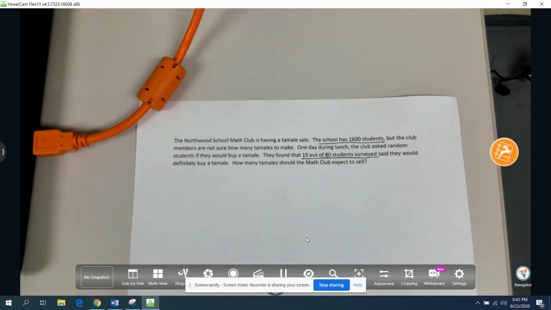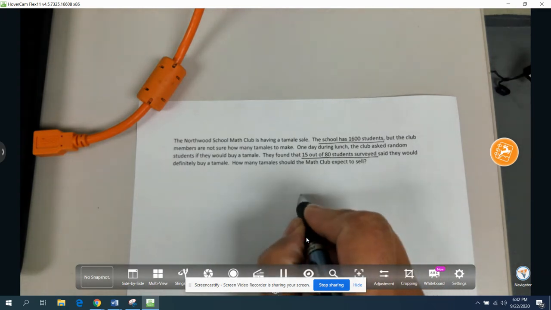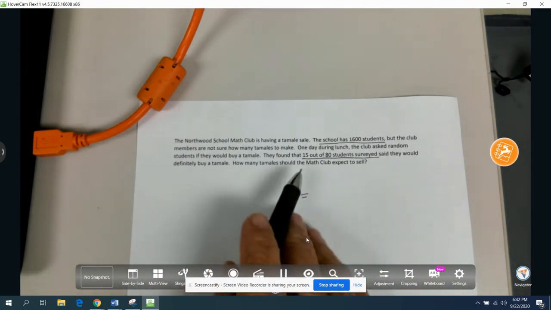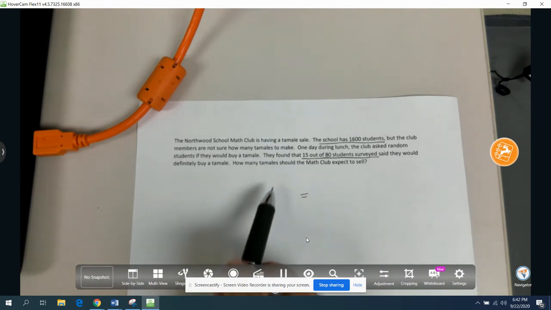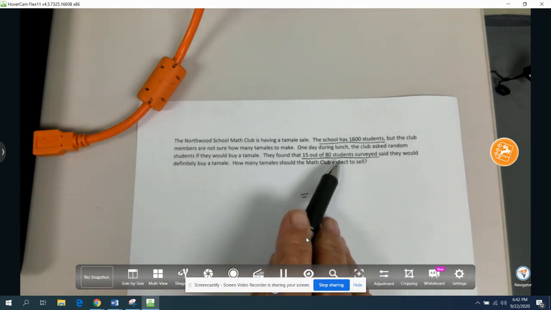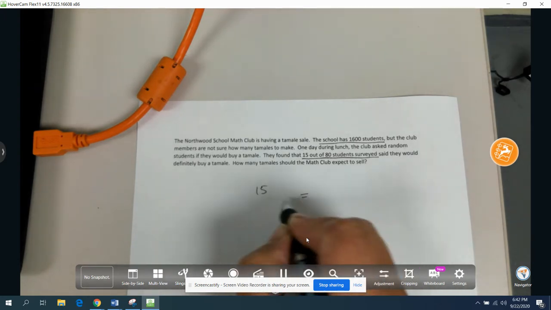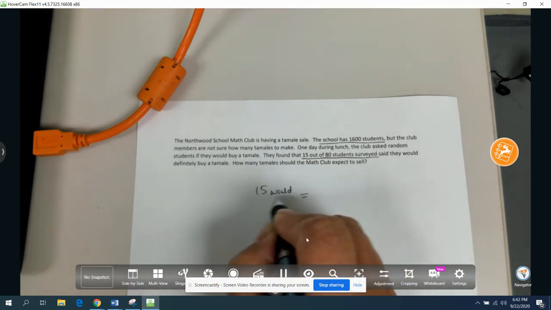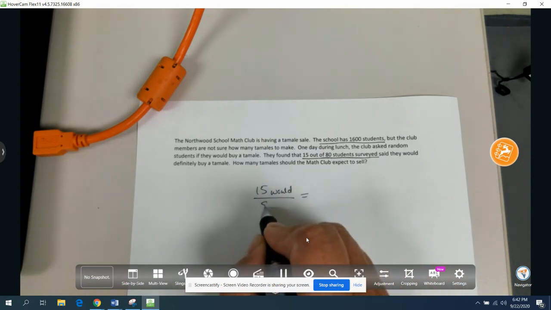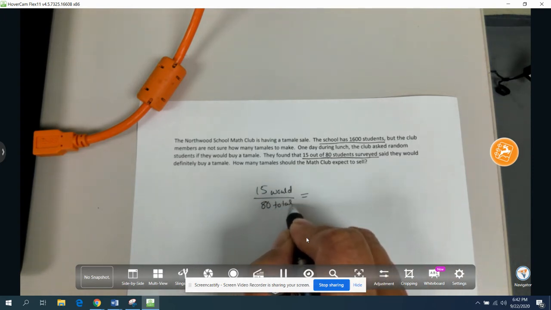Okay, so automatically when I see those two numbers that are used to compare something and they're together, that's going to be my ratio. So when I start up my proportion, I'm going to always have my equal sign in the middle, and I'm going to write down my ratio. So this is 15. They found that 15 out of 80 students surveyed said they would buy tamales. So 15 would buy, out of 80 students total, that's how many total students there are.